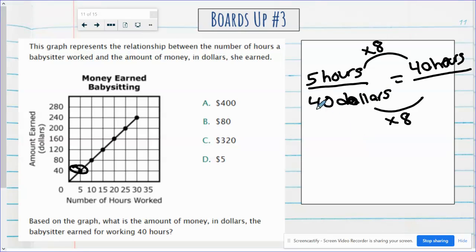I know that 4 times 8 is 32, and then I'm going to add my 0 because it's 40, not 4. So I would make $320 for 40 hours of work. Again, I don't see 40 hours of work on our graph, so I picked a point, 5 hours, $40, and I used that to go to 40 hours instead. All right, let's keep going.